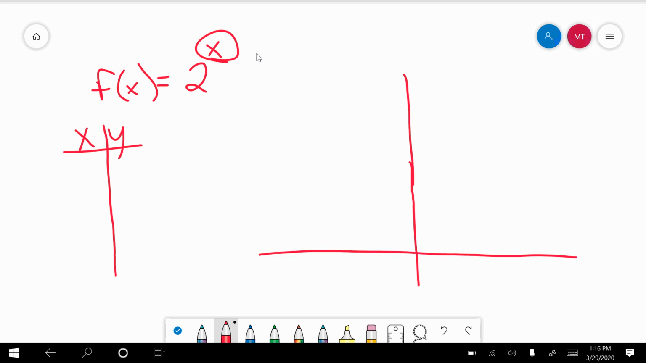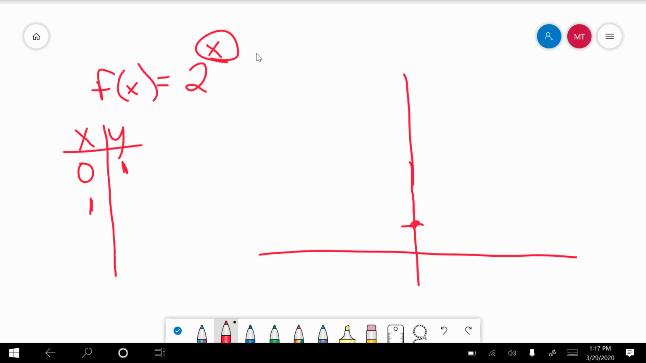So here we go. I put a 0 in. You should know the rule. Anything to the 0 power is 1. So this would be 2 to the 0 power, and that would kick out a 1. So my first ordered pair is 0 and up 1. So it's right here. And we're going to go to the positive side because it's the easier side in the beginning.